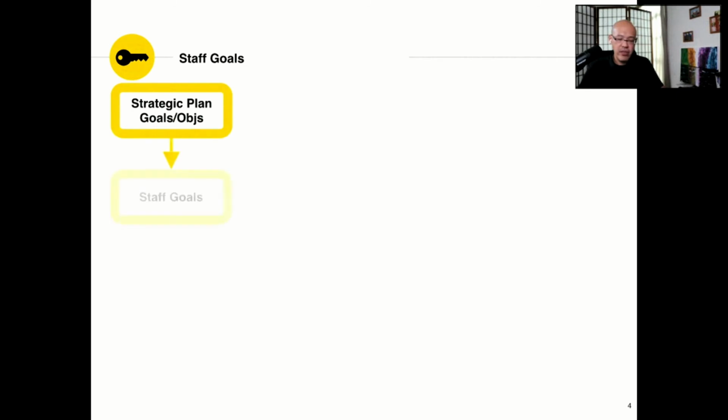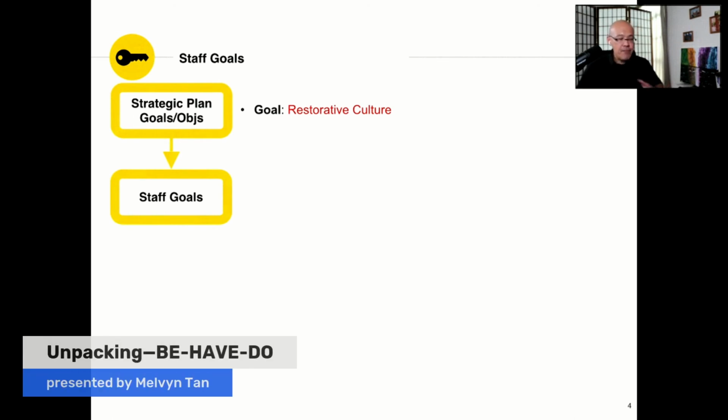So let's look at how you would actually implement that, and let's look at some things for you to think about. The example that I have here is for a school that wants to have a restorative culture. Now, this is taken from an actual school, so some of the details have been dropped to mask the identity of the school for obvious reasons. The school wants to have a restorative culture. That is their goal. So what kind of staff must we have?